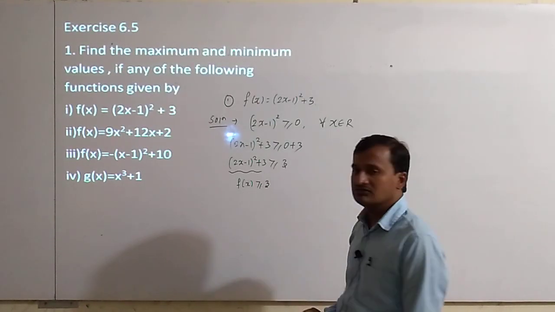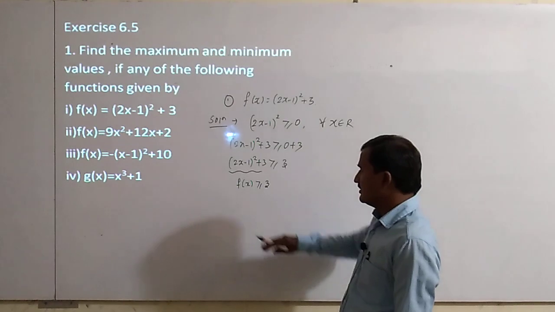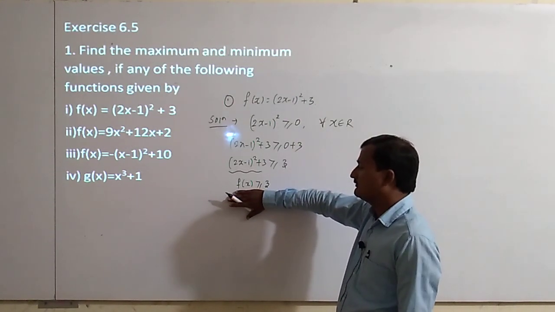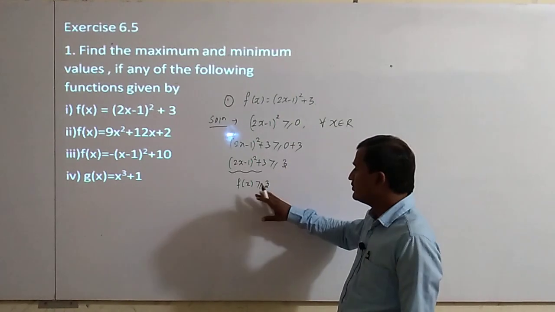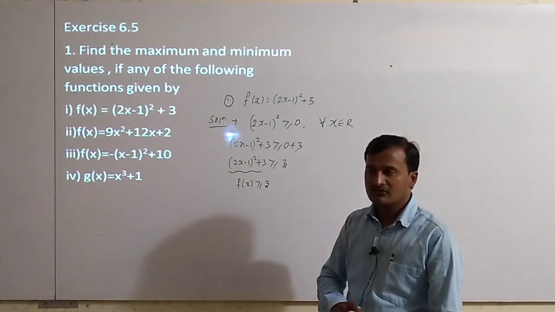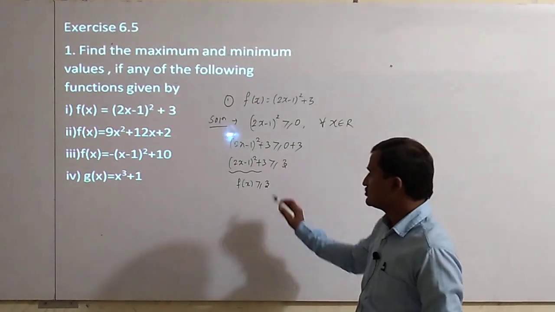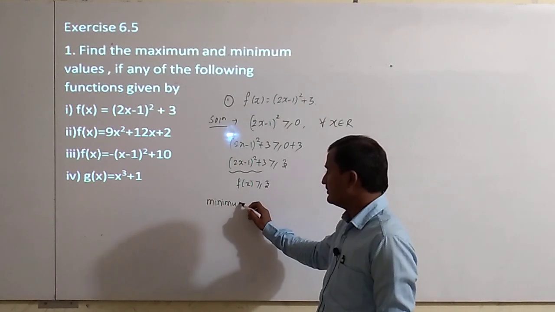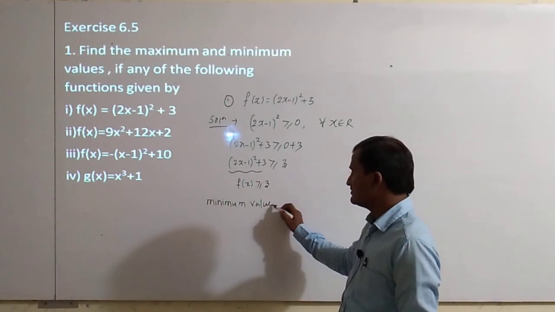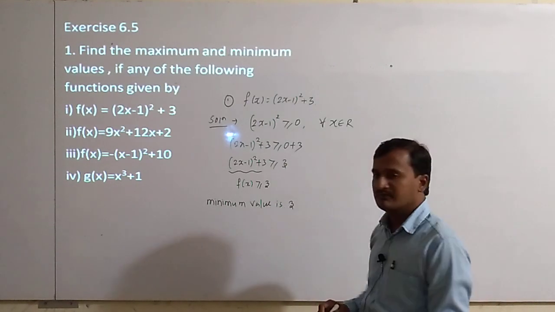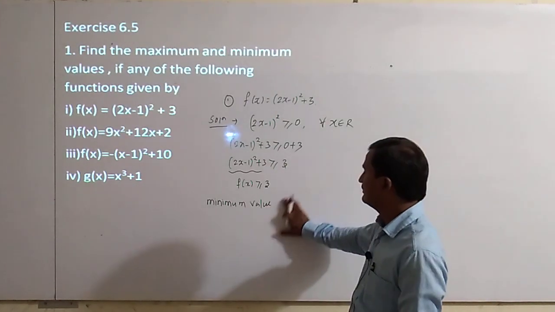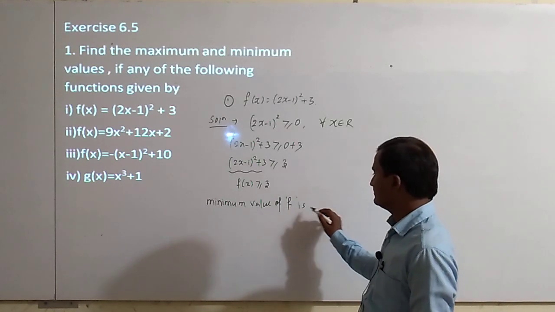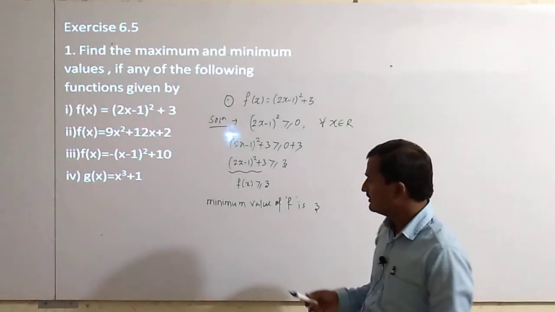That is equal to 3. So the functional value of this function is more than or equal to 3. So what is the meaning of this one? So clearly the minimum value is 3. Minimum value of f is 3. Is it right?